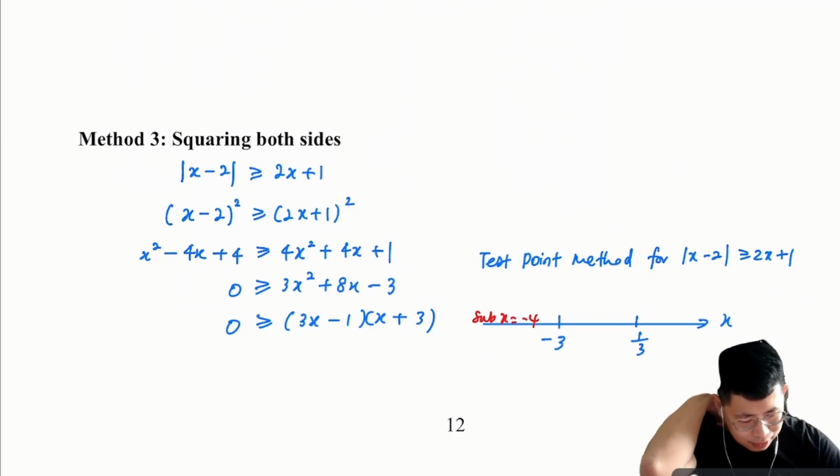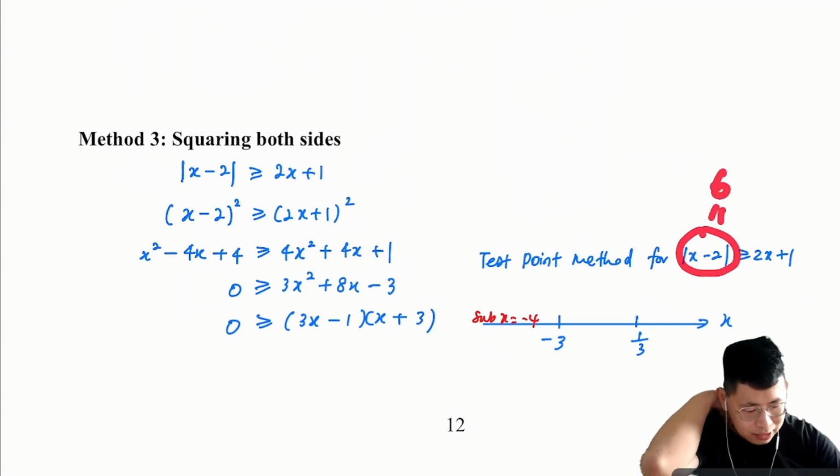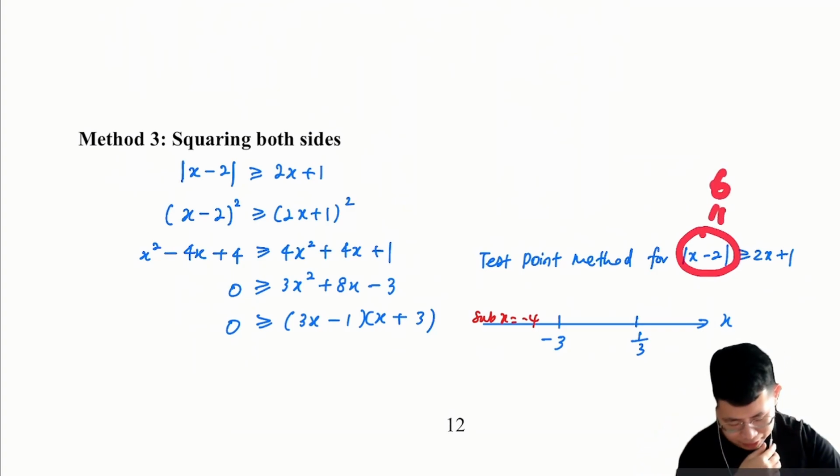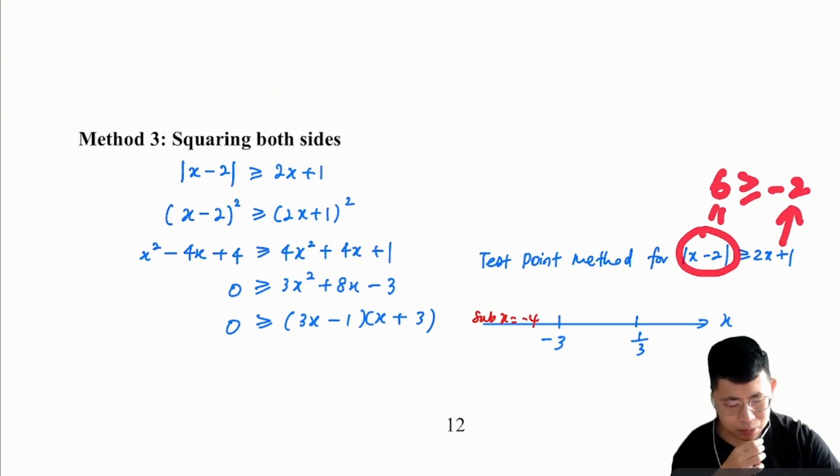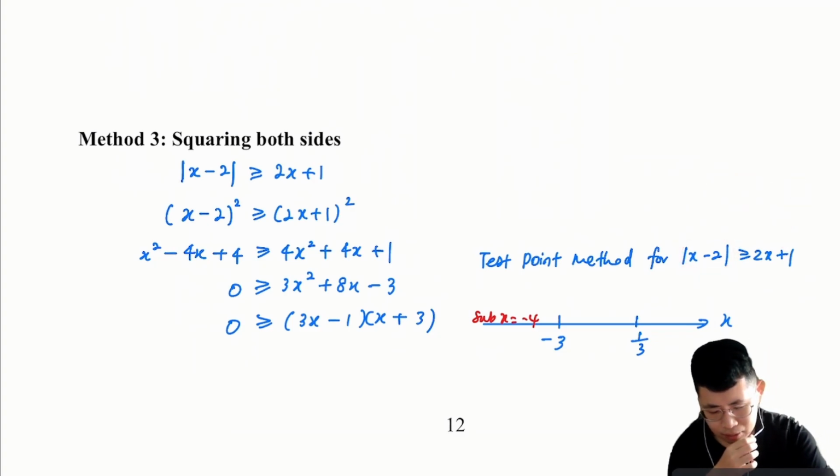Okay, one more time. So if I put -4 over here, this will be equal to +6, because the modulus of -6 becomes +6, right? And if I substitute on the right hand side, this will give me -2 over here, right? So indeed, 6 is more than -2, so this position satisfies the inequality, right?